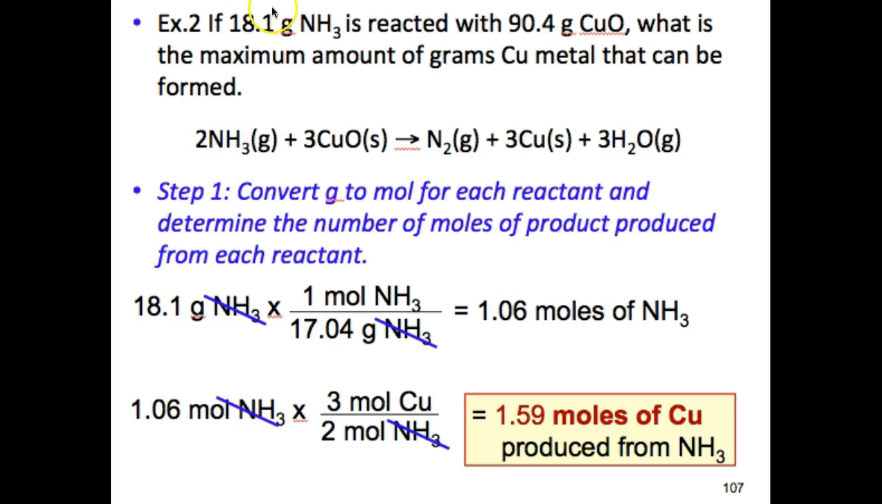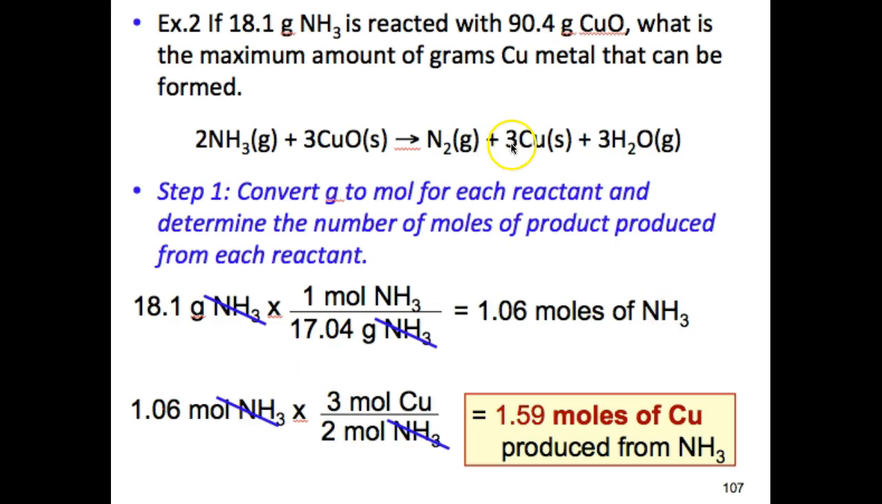Starting with the ammonia, we have 18.1 grams. We take that to moles by multiplying by 1 mole over 17.04 grams, and we get 1.06 moles. Then we convert our moles of ammonia into moles of copper using our mole ratio.